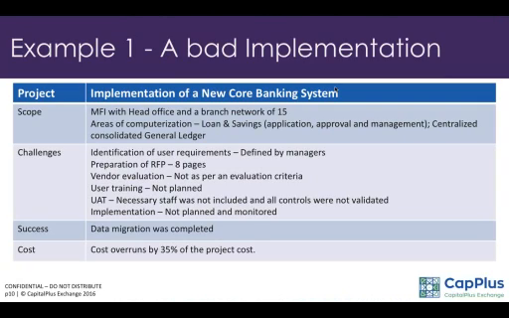For the user acceptance test, UAT, necessary stuff was not included. All controls were not validated. Audit was not included. So you need to always make sure that risk management and audit are included. They also should sign off. Again, implementation was not planned and monitored. The only good thing was the data migration was completed because they didn't have too much of a volume.